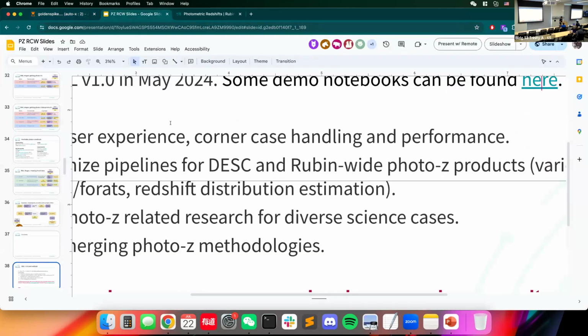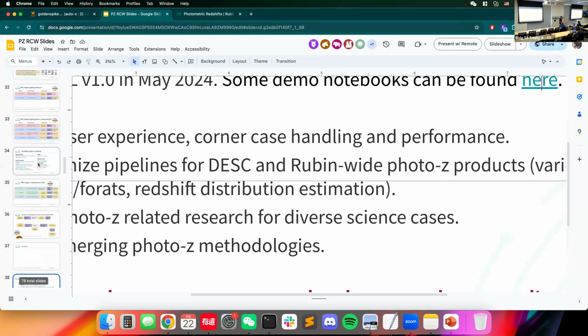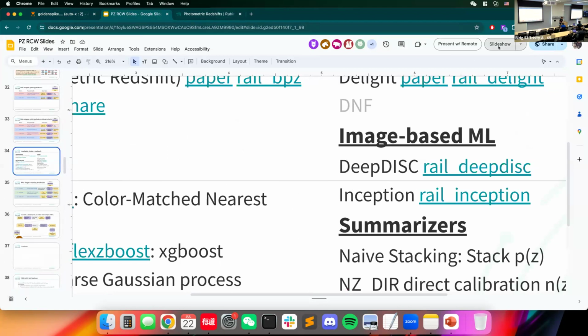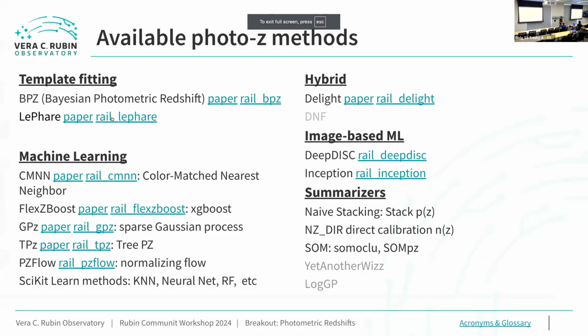Outside of the RSP, they're all on GitHub under RAIL, right? Oh yeah. Everything is open source, so it's all in the LSST DESC RAIL space. So all the methods are shown here, and the link will lead you to the RAIL repo for the specific method.